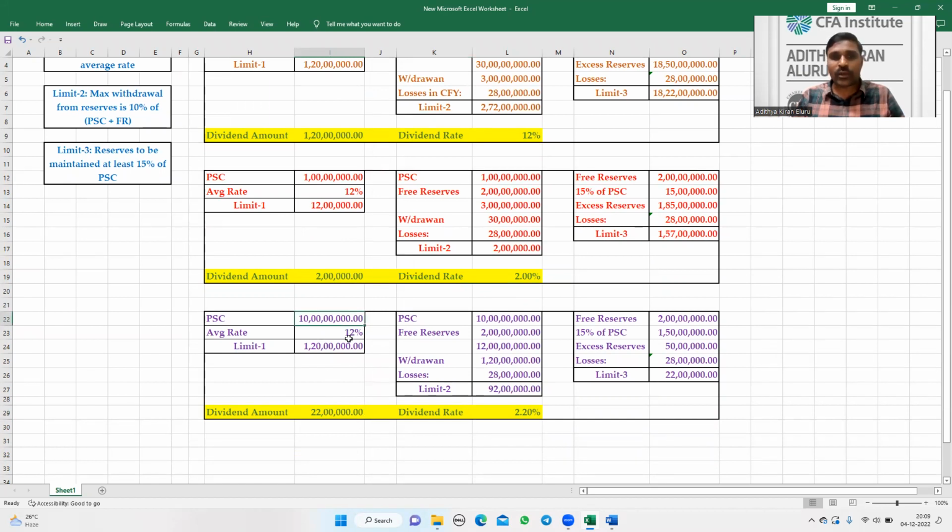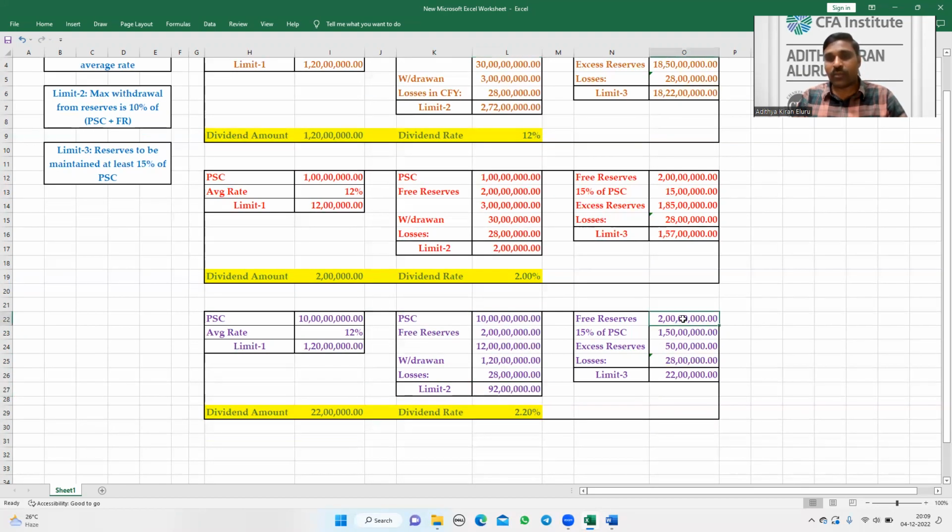Paid up share capital 10 crores, 12% will be 1 crore 20 lakhs. Free reserves is 2 crores. So total paid up share capital and free reserves is 12 crores. Out of the 12 crores, if I take 10%, that is 1 crore 20 lakhs, and set off 28 lakhs losses, I have 92 lakhs.